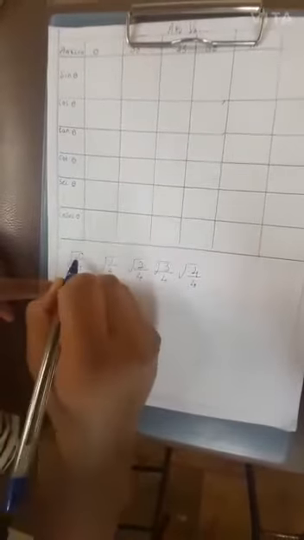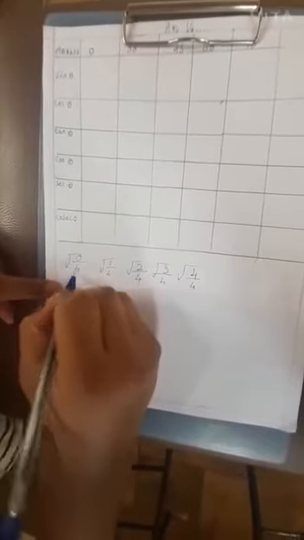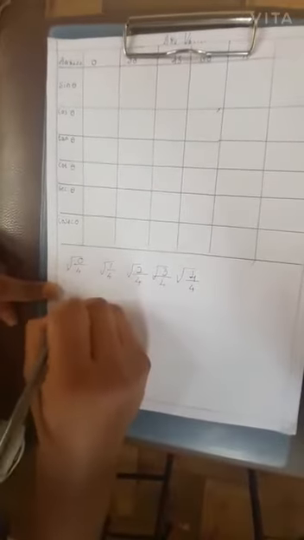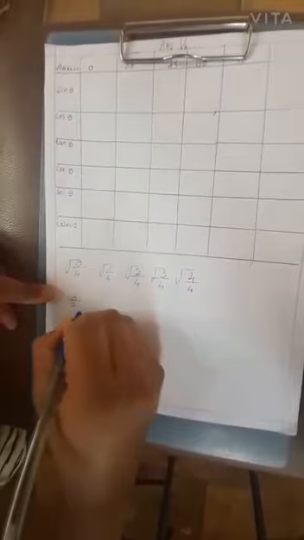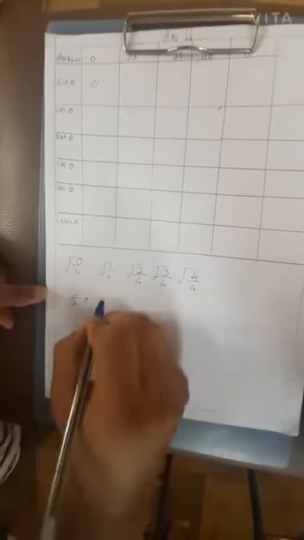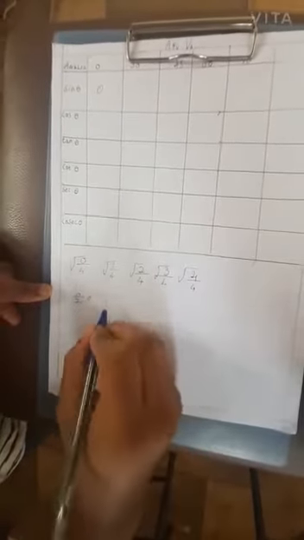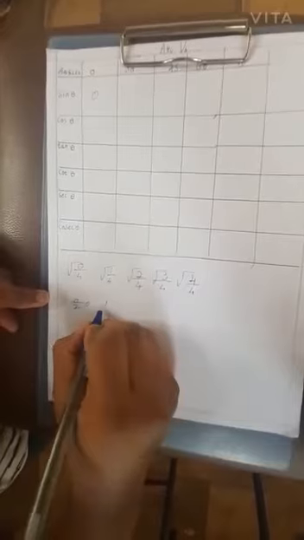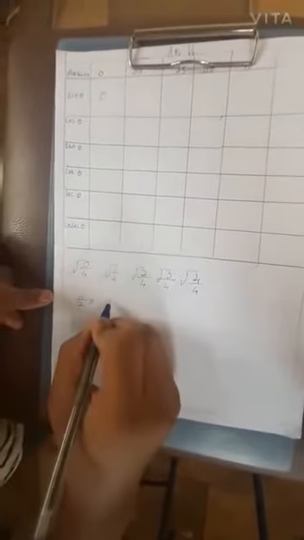So first, root of 4 is 2 and 0 is 0. Anything divided by 0 is 0. So sine 0 degrees is 0. Now this one, same way, root of 1 is 1, root of 4 is 2. So sine 30 is 1 by 2.